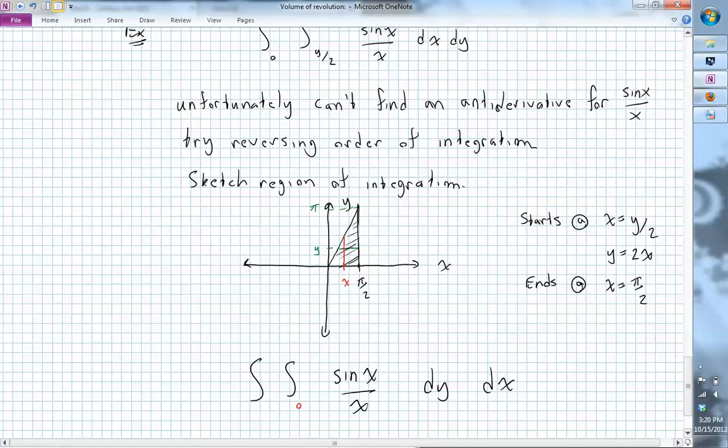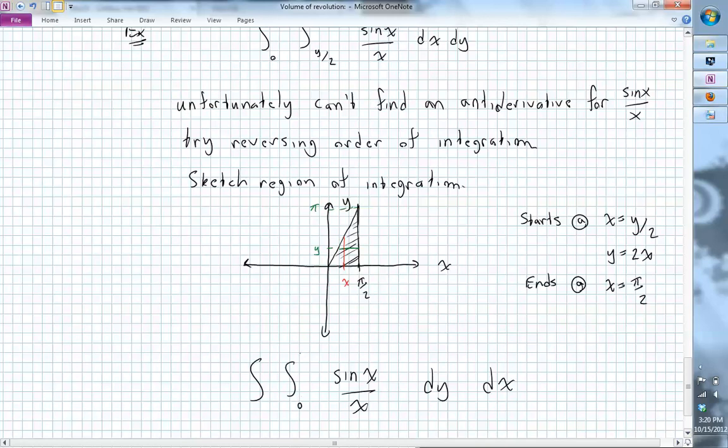Starts at 0. Goes on the x-axis to pi over 2. I'm looking at the red one. Oh, how high it is. So in here, y is what? 0. And here, y is 2x. I should switch back to black here.